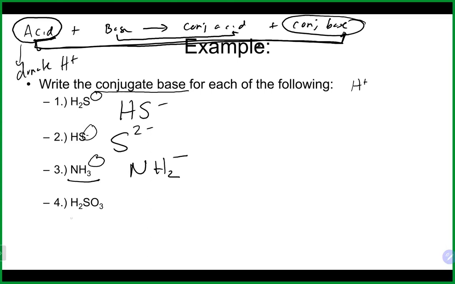And lastly, here we will take off one of these hydrogens, which will leave us an H, an S, an O, and a 3. Once again, it was neutral to start with. So when we lose the positive charge there as well, we will also become minus as well.